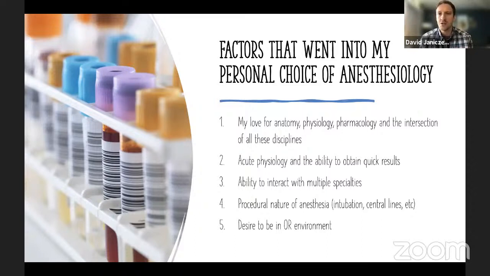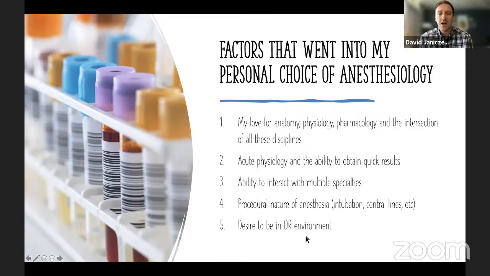Fourth, there is a procedural nature of anesthesia. We're not as procedurally oriented as surgeons, but we do some fun stuff. So intubation, central lines, arterial lines, which I'll talk about later. They kind of break up your day, make things interesting. You can throw epidurals in there as well if you're doing some labor and delivery anesthesia. And so that's really a really good mix of things that we do.